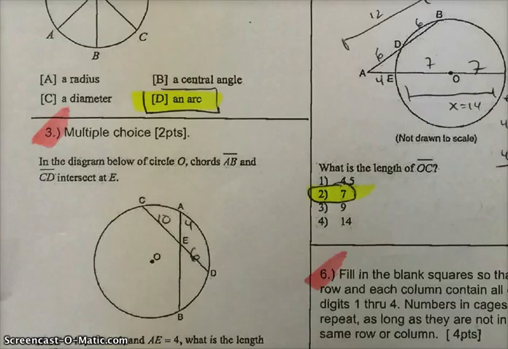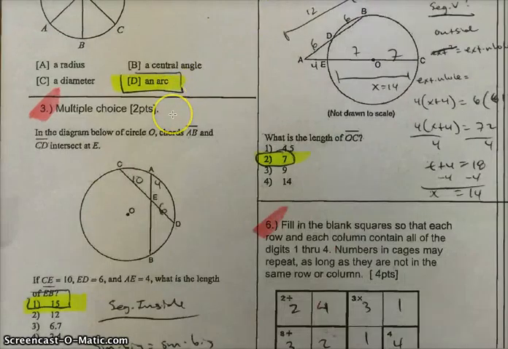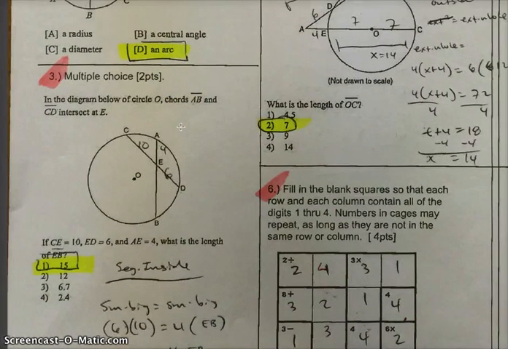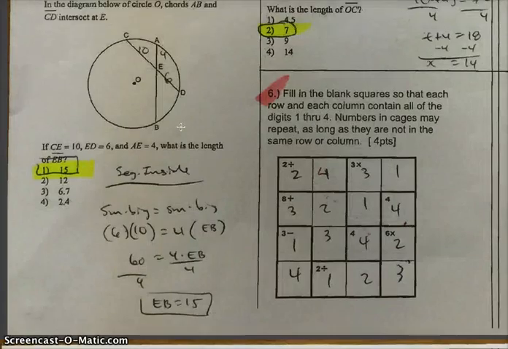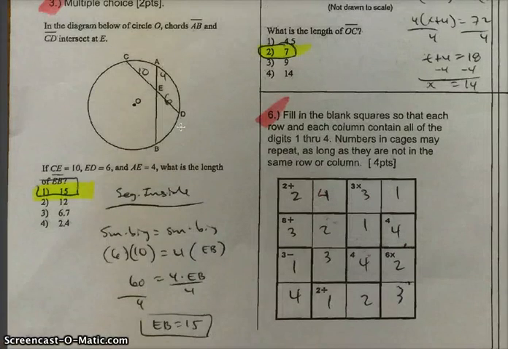Question number 3, also multiple choice. In the diagram below of circle O, chords AB and CD intersect at E. If CE is equal to 10 and ED is equal to 6 and AE is equal to 4, what is the length of EB? So this is the center. I have two segments that intersect inside. Segments inside, look at your formula sheet.